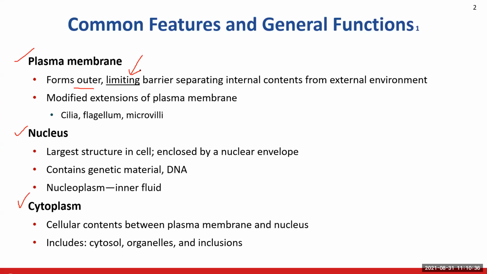On some of our plasma membranes, you'll notice that the surface has these modified extensions, and there are three types: the cilia, flagellum, and microvilli. The first two that are listed here, the cilia and the flagellum, have to do with movement. The microvilli does not have to do with movement, but it actually increases the surface area of the cell, and it helps to increase absorption. So we'll get into that later on.